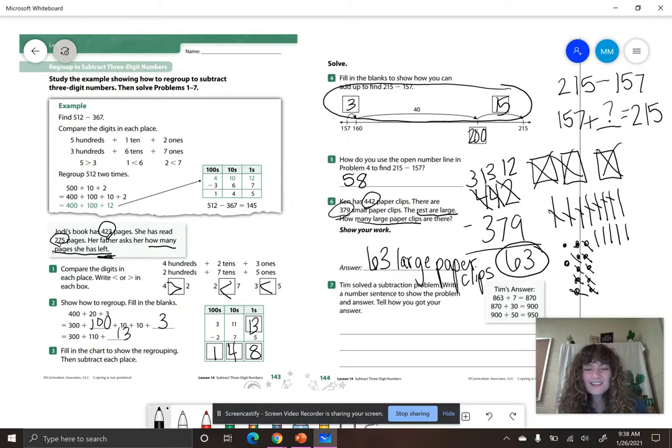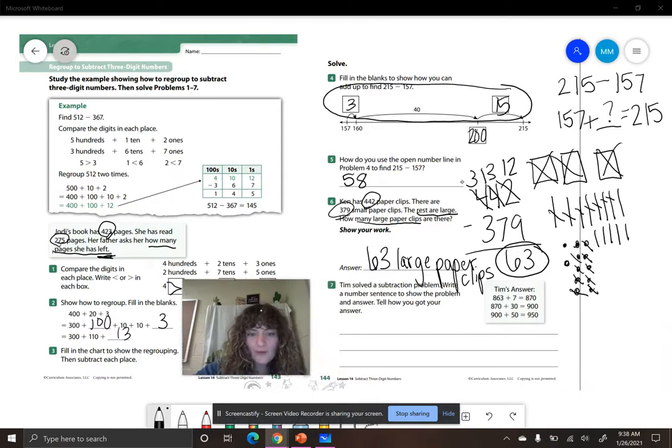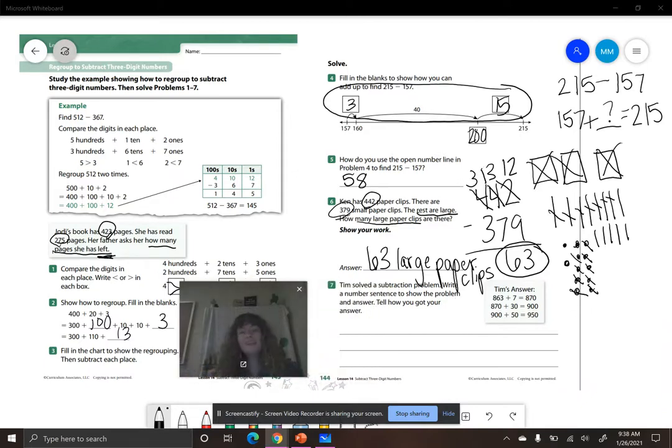All right, and our last one, it says Tim solved a subtraction problem. Write a number sentence to show the problem and answer. Tell how you got your answer. All right, so Miss Mason is going to go mobile. I'm going right here. Hello. All right. So Tim solved a subtraction problem. So let's look at Tim's answer.